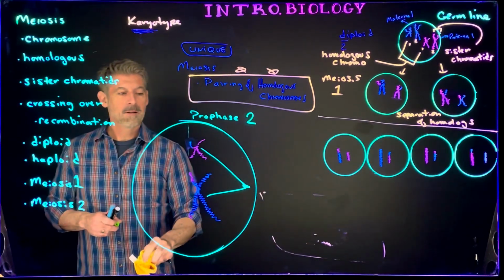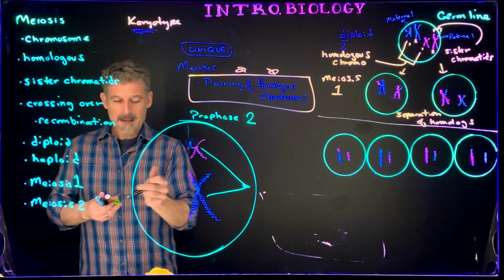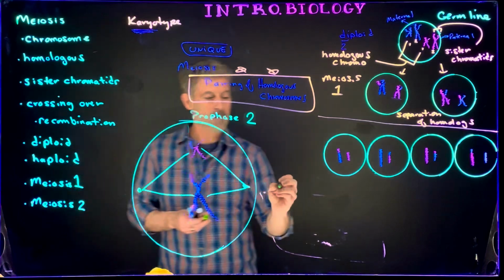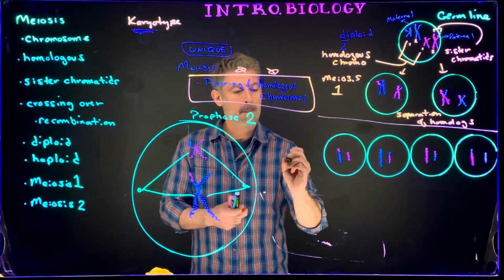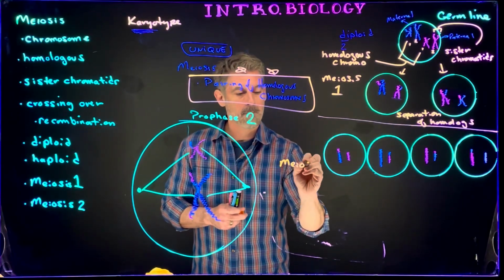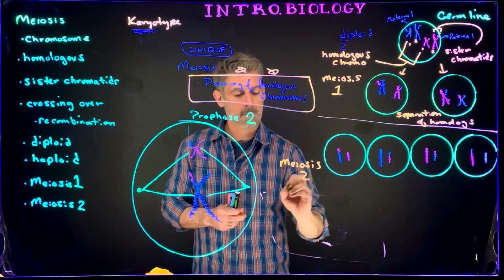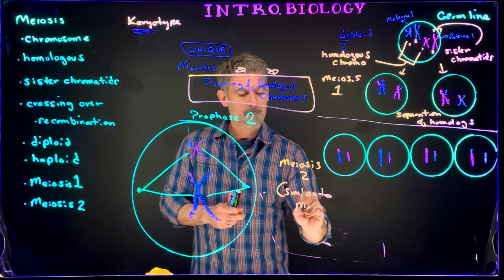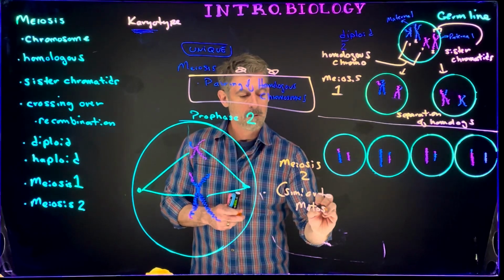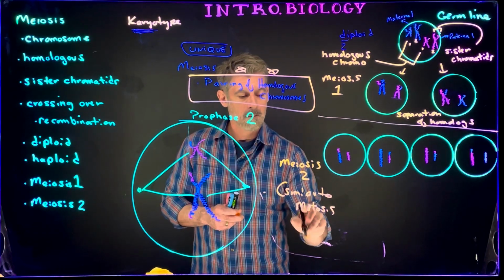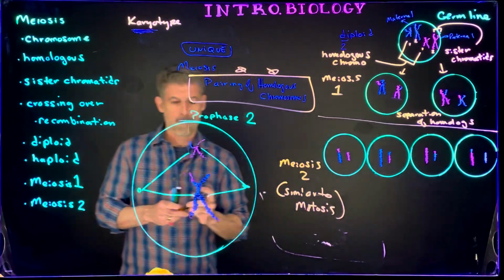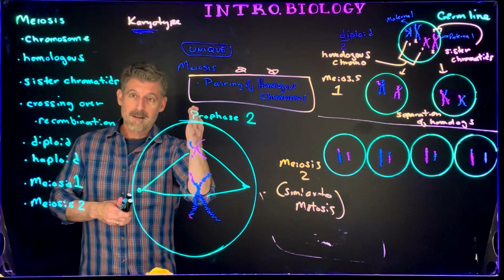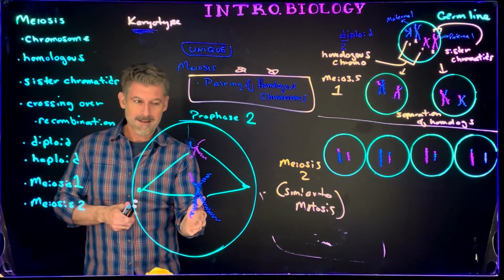What's going to happen here? Basically the same thing that happened in mitosis. So now the second part, so meiosis 2, similar to mitosis. What does that mean? That means it's the sister chromatids that separate.